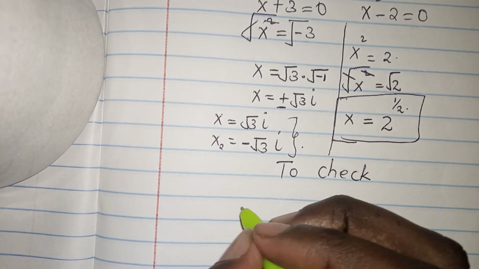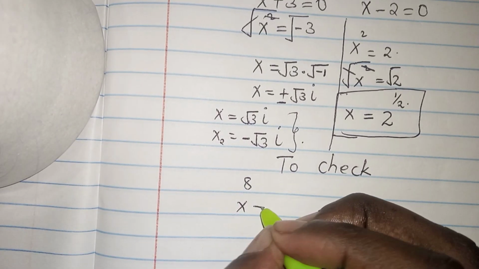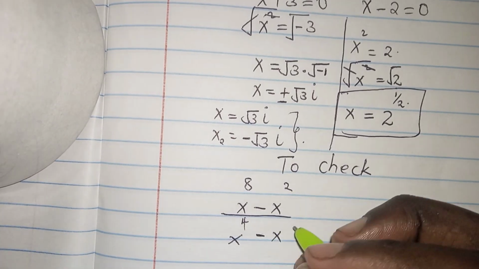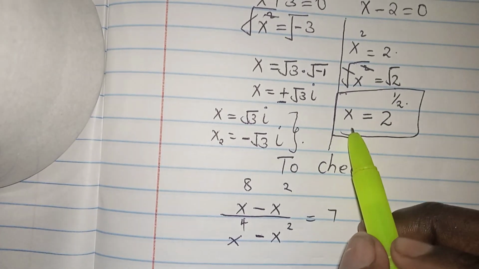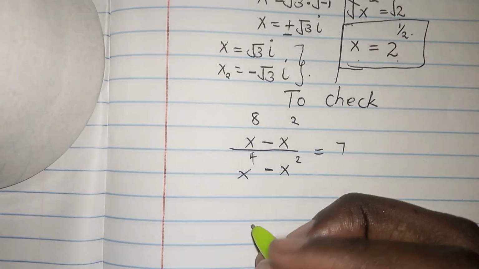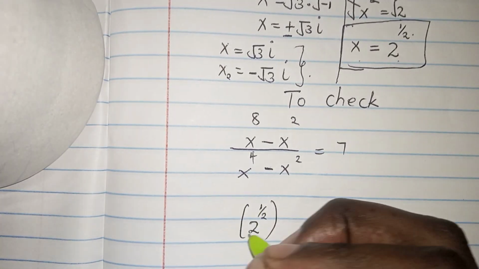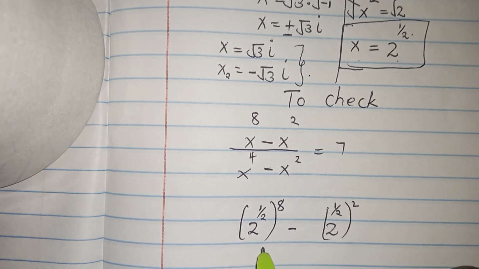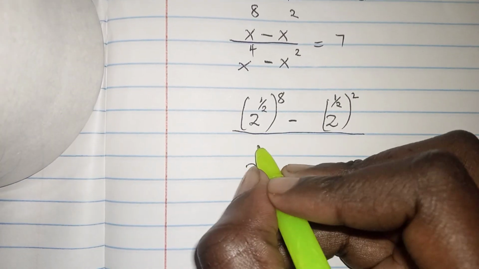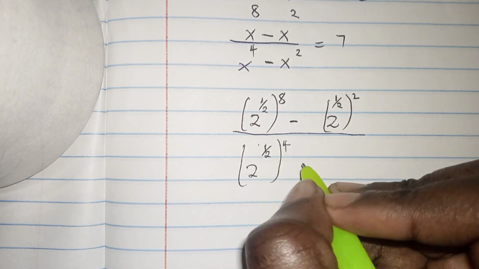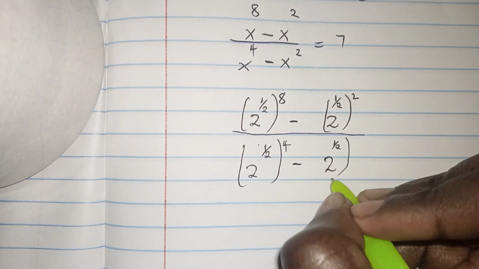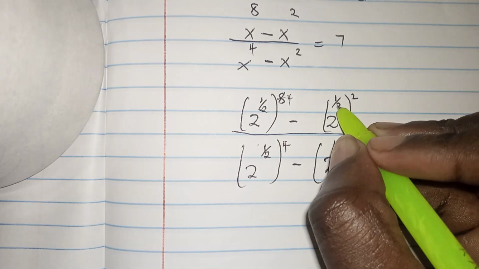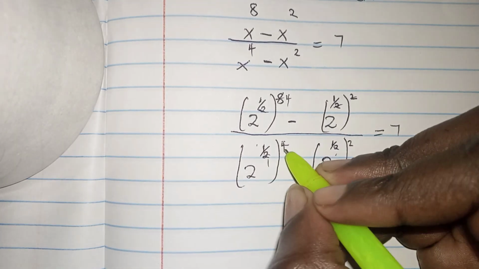So our initial equation was (x^8 - x^2)/(x^4 - x^2) = 7. x is equal to 2 to the power of a half. So (2^(1/2))^8 minus (2^(1/2))^2 over (2^(1/2))^4 minus (2^(1/2))^2 equals 7. So 2 here 1, 2 here 4. And if we simplify, this is 1, 2 here 1, 2 here 2.